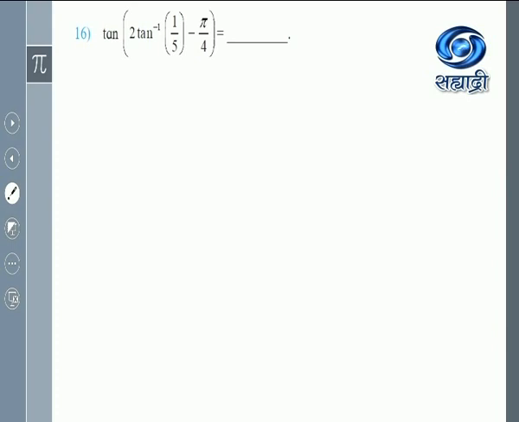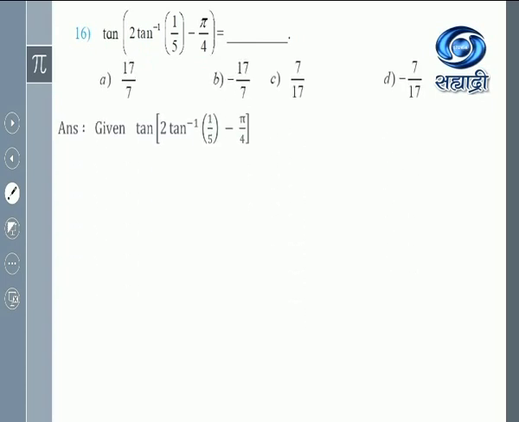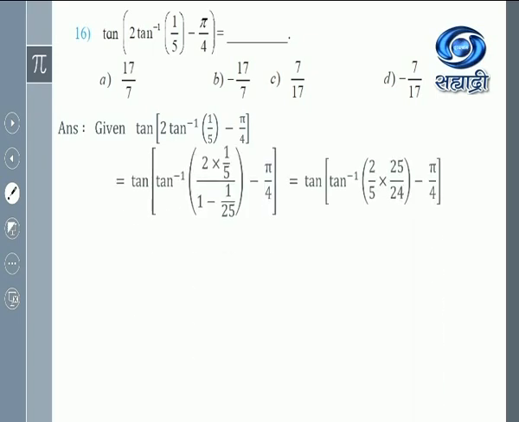Now, tan of 2 tan inverse 1 upon 5 minus pi by 4. This is MCQ number 16. The 4 options are given. Let us see the method. Tan of 2 tan inverse 1 upon 5 minus pi by 4. You will have to use the sense here. What's that sense? It is 2 tan inverse 1 upon 5.